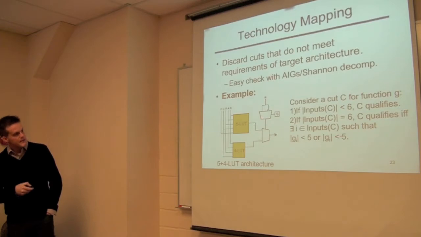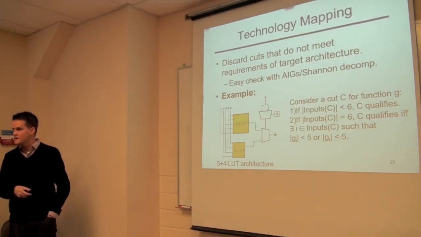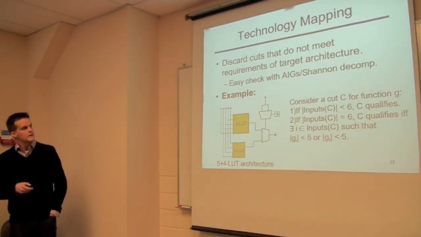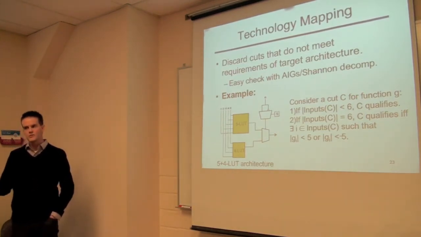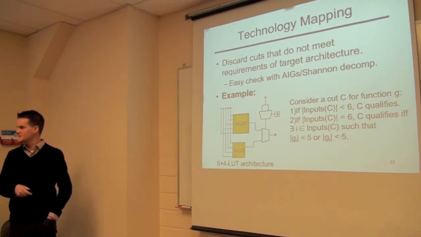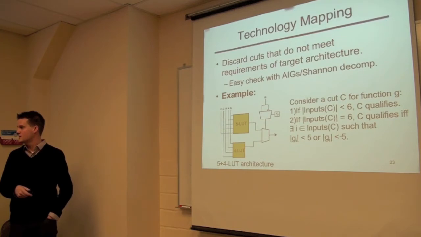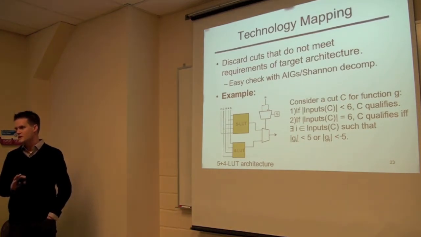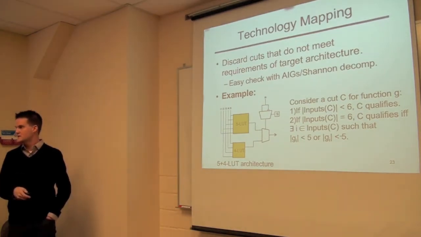For example, if we're mapping into this 5+4 LUT architecture, say we have a cut C in tech mapping. If that cut has only 5 inputs, it's qualified. No problem. If it has 6 inputs, we have to walk through its inputs and see if one of them is a trimming input. If we can't find a trimming input, that cut is eliminated for this case.